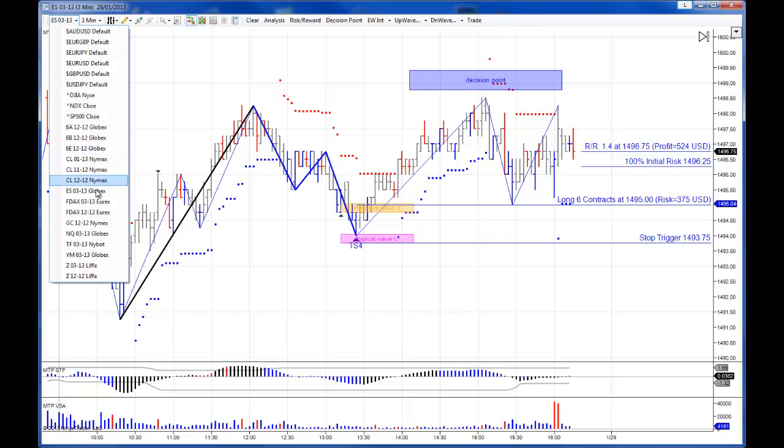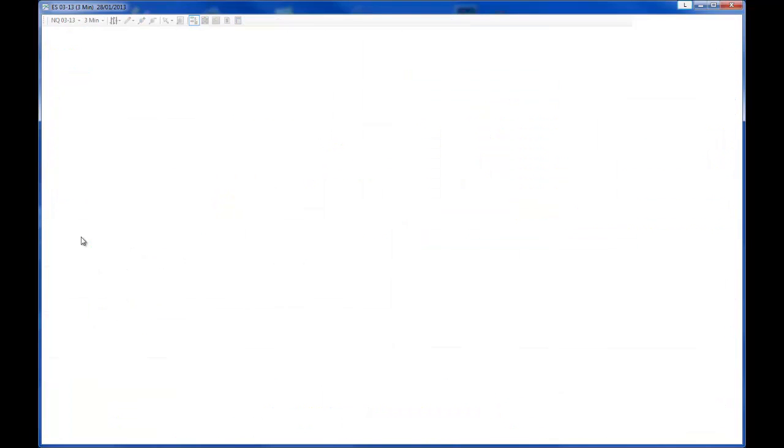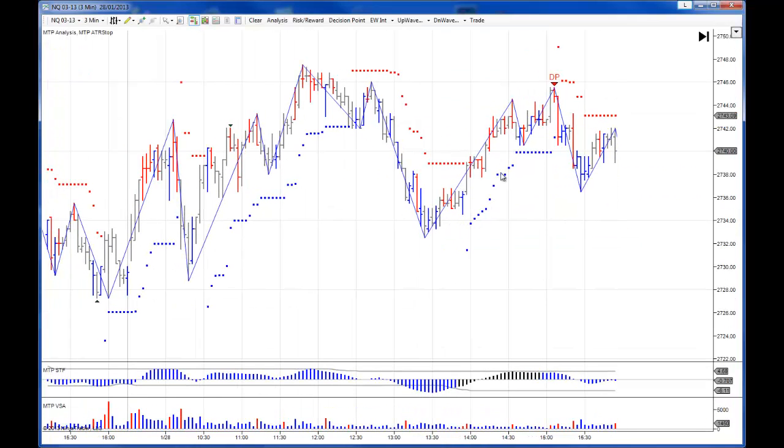Let's have a look at some of the other markets. Let's have a look at the NQ. The NQ, we had a couple of setups here. Here's a DP sell, and here's a history triangle here. But for standard traders, if you look at this first history triangle here, it was on a blue STF, so it was against the STF trend, so would have been avoided.